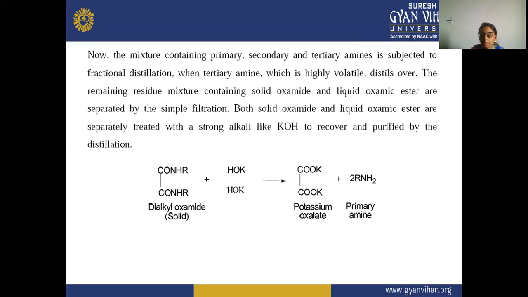Now, the mixture containing primary, secondary, and tertiary amine is subjected to fractional distillation, when tertiary amine, which is highly volatile, distills over. The remaining residue mixture containing the solid oxamide and the liquid oxamic ester is separated by simple filtration. Both the solid oxamide and liquid oxamic ester are separated, treated with a strong alkali like KOH to recover the amines, and purified by distillation.